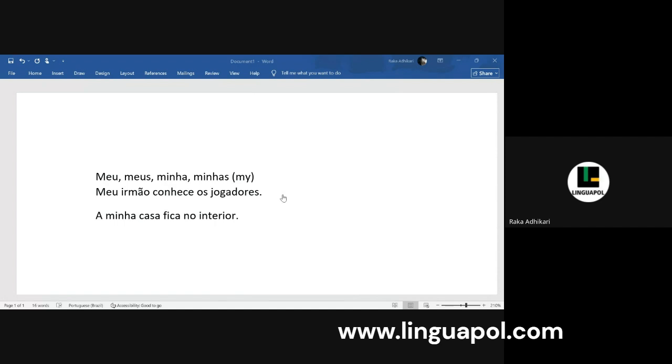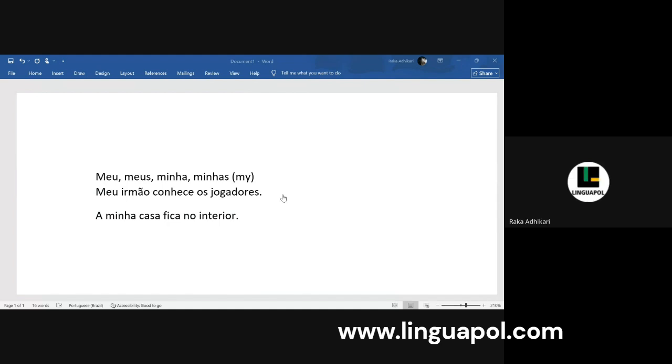Yes, Bushra. My house close to the interior. No, there's no word called close in this. What is the word for close or nearby? Fika is... Okay, Rashmi. I think my house is in the countryside. Is it correct? Yes, it is correct.